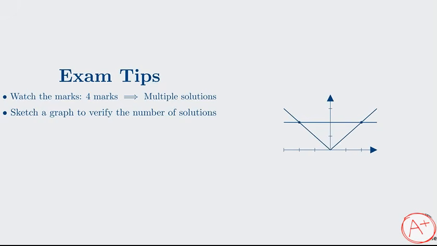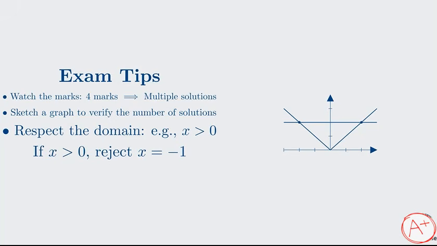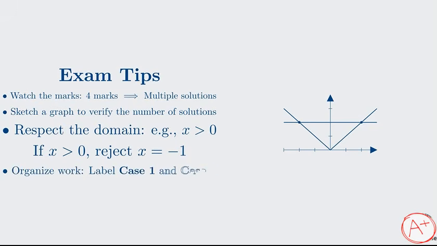A V-shape or a W-shape intersection with a horizontal line can quickly show you how many answers you should be looking for algebraically. Check the range or domain specified in the question. Sometimes, the exam will state that x must be greater than 0. In that case, even if your algebra is correct, you must exclude any negative values from your final answer to avoid losing marks. Finally, keep your work organized.